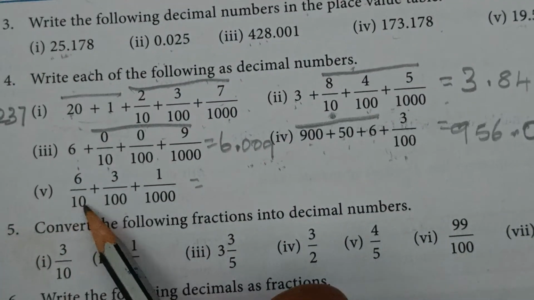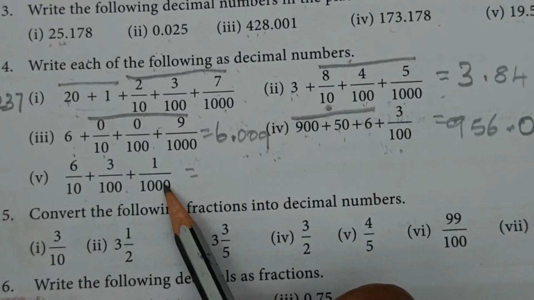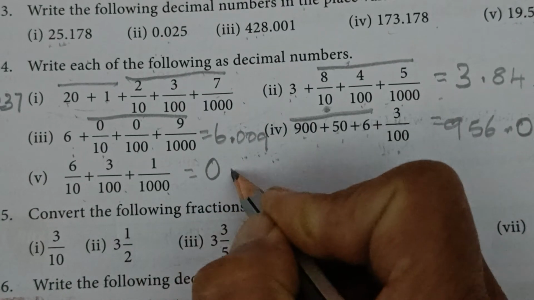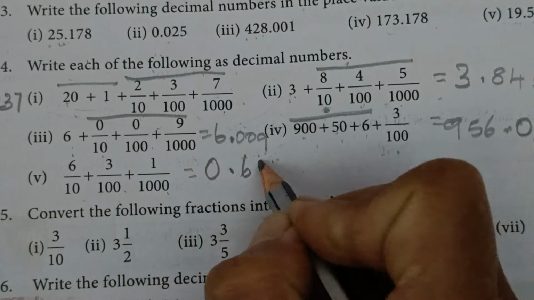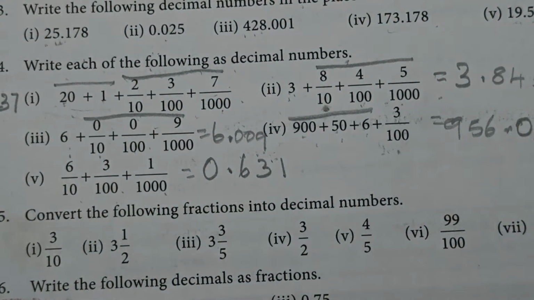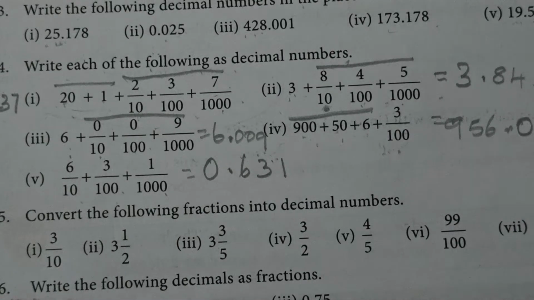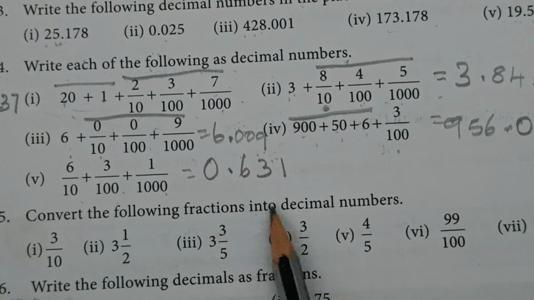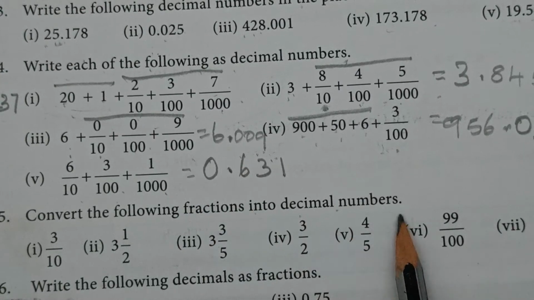Now look at this. What is missing here? We have tenth, we have hundredth, we have thousandth. What is missing? Yes, the whole number is missing. So what to do? Whole number is 0. Tenth, hundredth, thousandth: 0.631. Okay, shall we move on to the next one? Look at the next one. Convert the following fractions into decimal numbers.